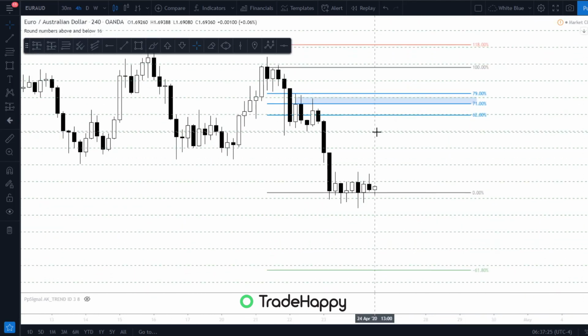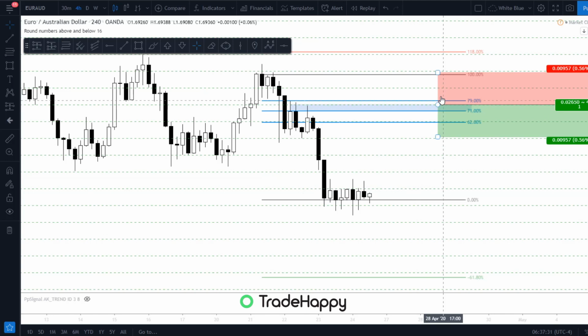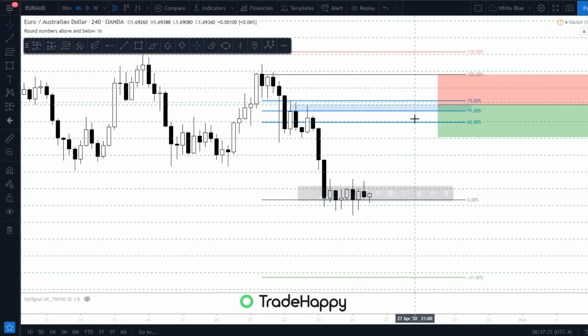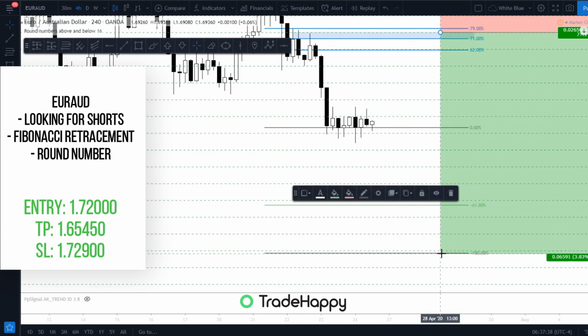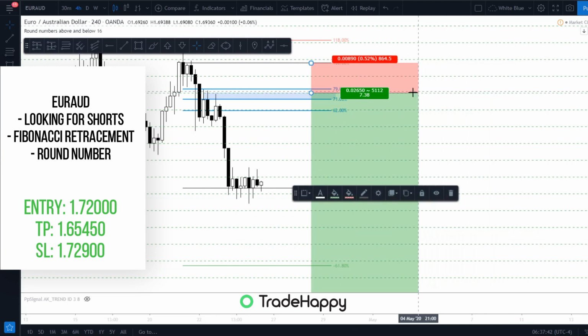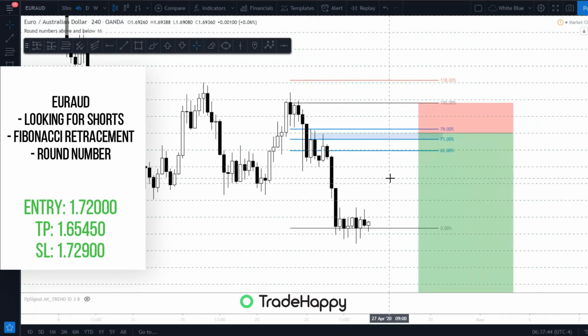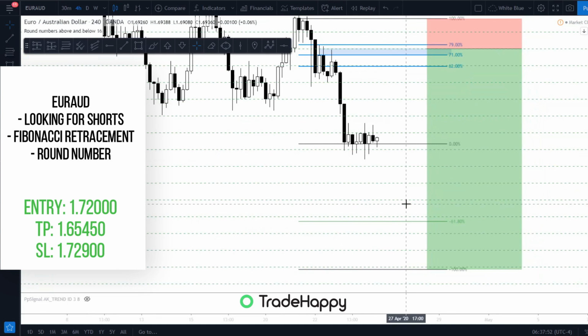So if we just map that out, let's say we get in right at that round number, stop loss would be at the 0, or the 100 level I should say, and take profit down at the 100. And that would pretty much just be the trade. Super easy.